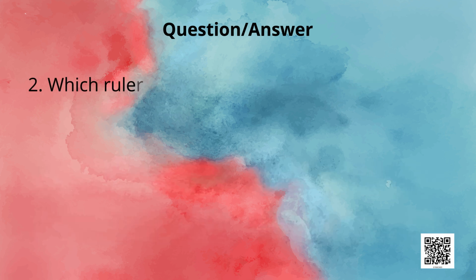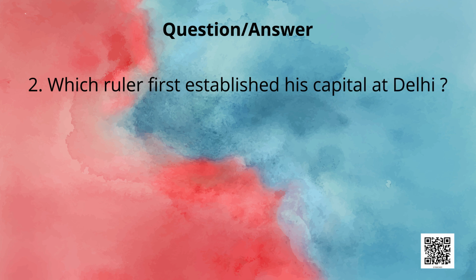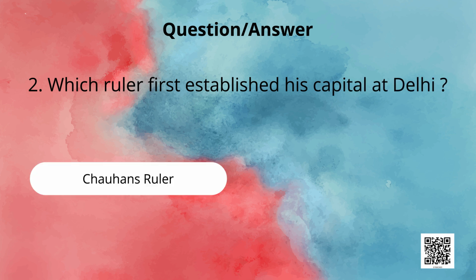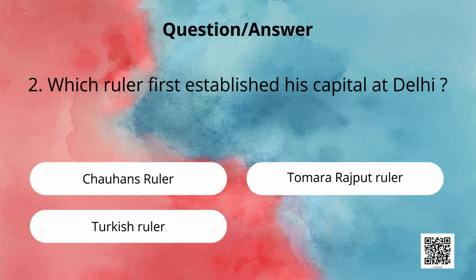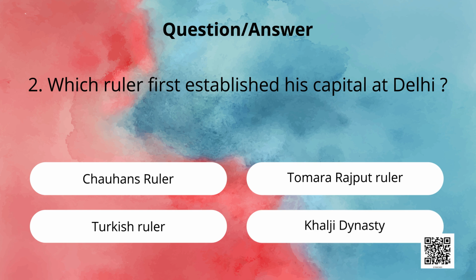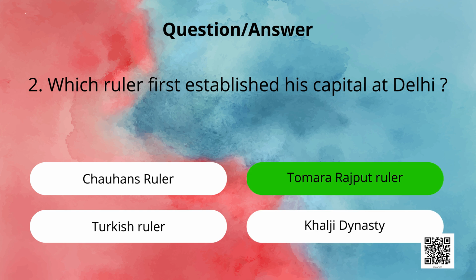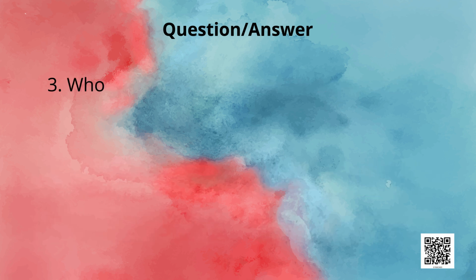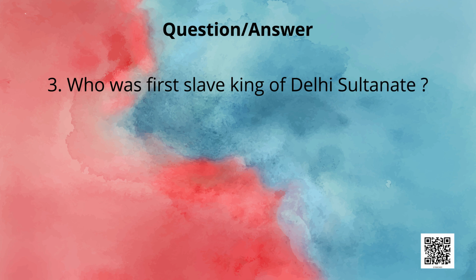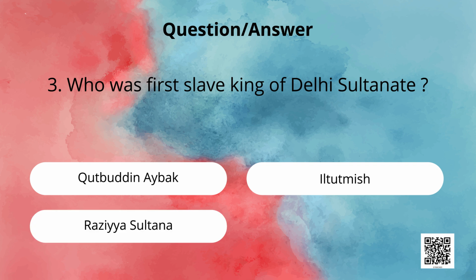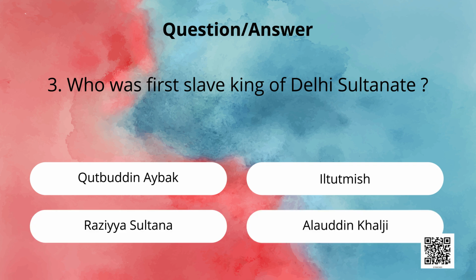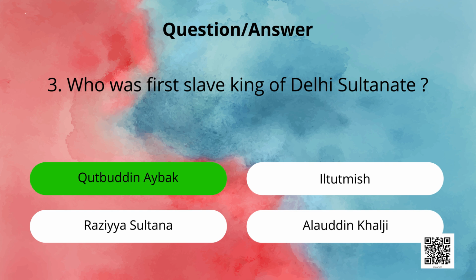Next question. Which ruler first established his capital at Delhi? Options are Chauhan rulers, Tomar Rajput rulers, Turkish rulers, Khalji dynasty. Right answer is Tomar Rajput rulers. Next question: who was the first slave king of the Delhi Sultanate? Options are Qutbuddin Aibak, Iltutmish, Razia Sultana, Alauddin Khalji. Correct answer is Qutbuddin Aibak.